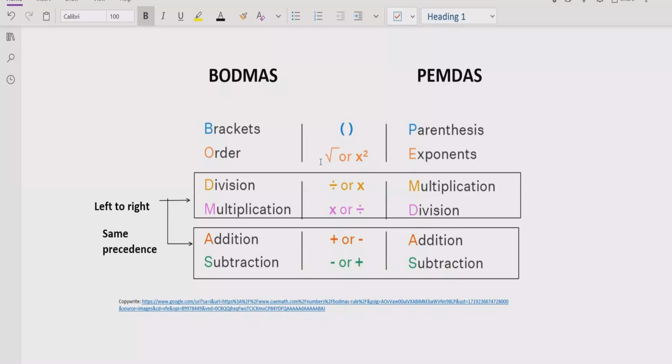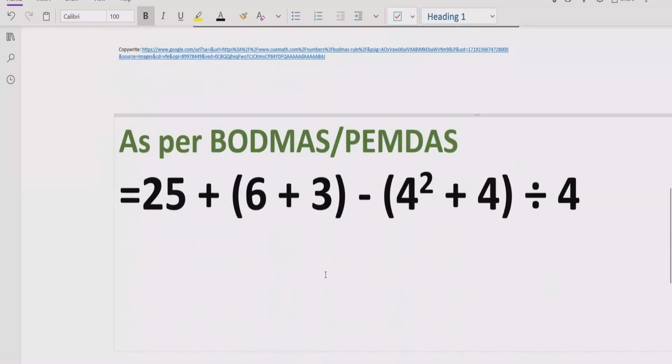Step number 3 is you have to solve division and multiplication. So what you have to do, you have to go left to right in your expression and find out division and multiplication. Both have similar precedence, so any of them you can solve which is coming first if you are going left to right. Similarly, for addition and subtraction, we have the same rule. We can solve addition first if it is coming first if you are going left to right. And we can solve subtraction first if it is coming first if we are going left to right. Now, move forward to solve the given expression.